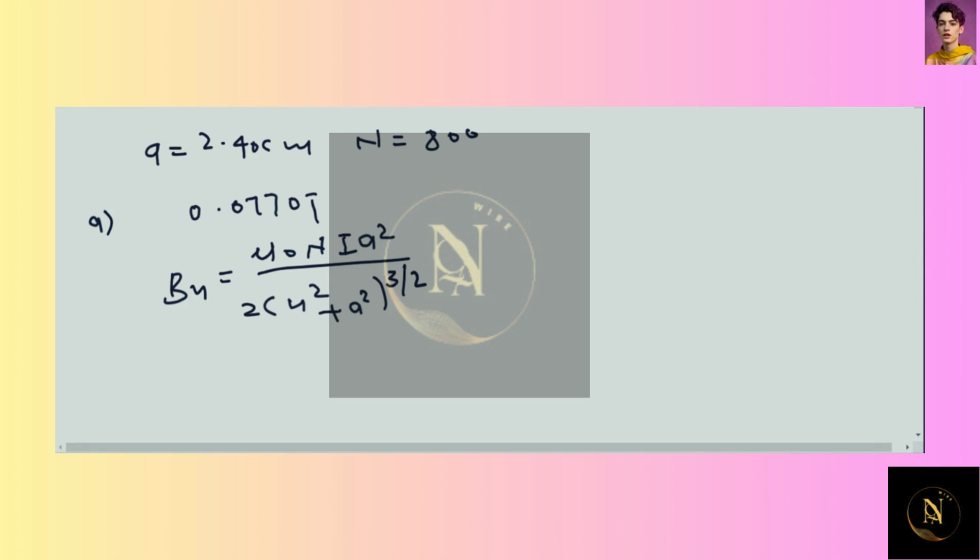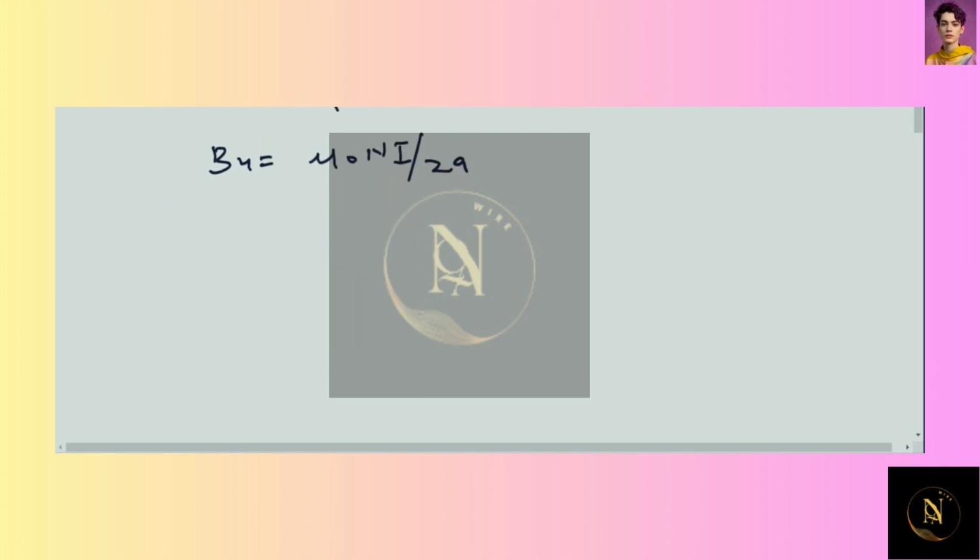At the center of the loop, x is equal to 0, then the magnetic field becomes mu naught times n times I divided by 2 times a, right? And solving for I, the electric current, I is equal to 2 times a times the magnetic field along the axis of the loop divided by mu naught times n.